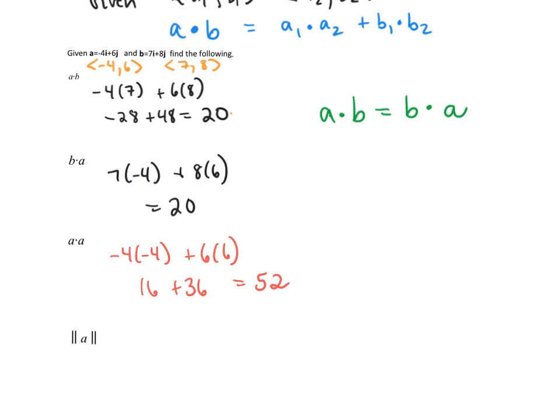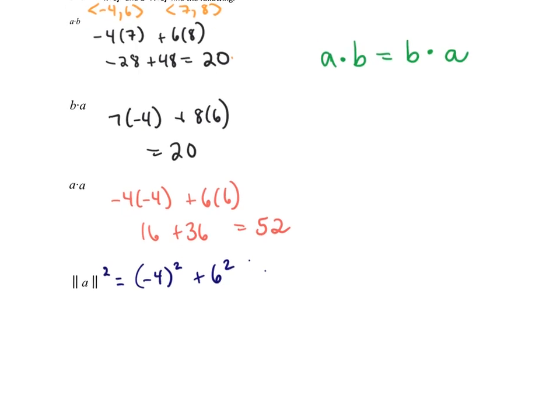This last thing is really review from the previous sections. When we do the double bars, remember the double bars mean magnitude, mean how long. And the magnitude is just equal to the square root of the two components. Or the magnitude squared is equal to the x component, so in this case negative 4 squared plus 6 squared. We'll use this in our application we see today.